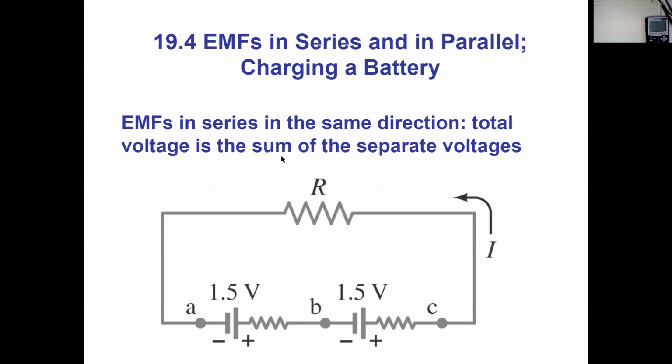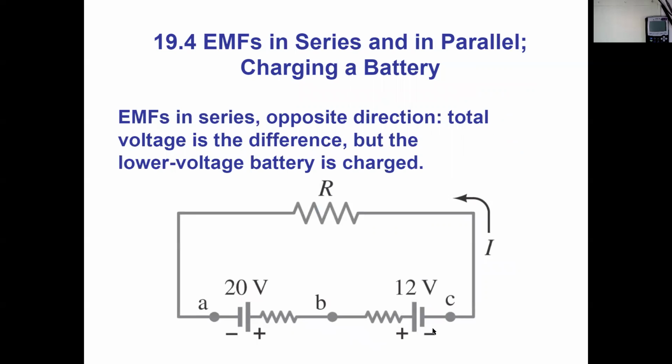Now, sometimes we have multiple EMFs. If they're in the same direction, like for instance, going from A to B is a gain in energy and going from B to C is a gain in energy, then they simply add. But sometimes they're going to oppose each other. And this is what happens when we're trying to charge a battery. And of course, all of you have an experience of charging a battery every single day. So in order to charge a battery, we need a slightly bigger EMF than the EMF of our battery.